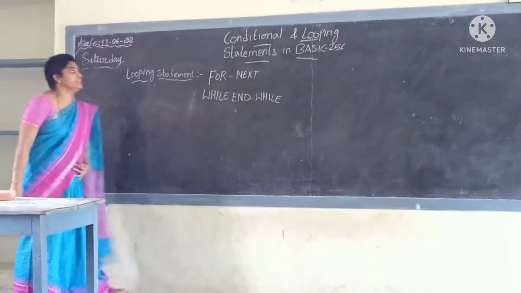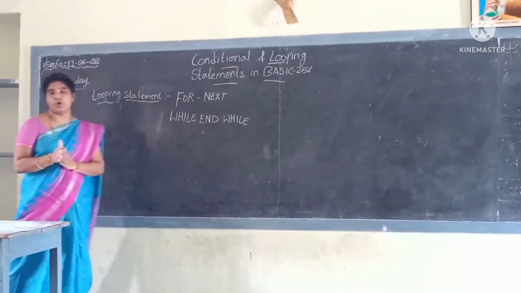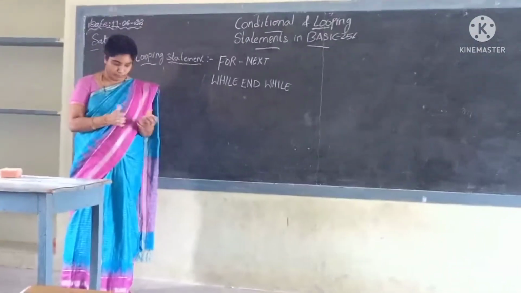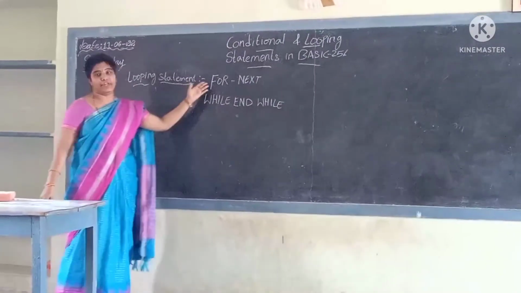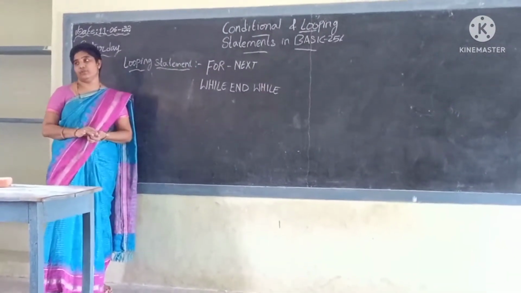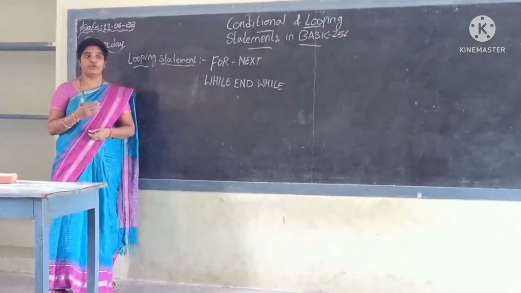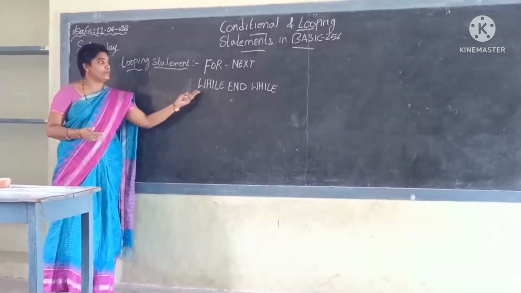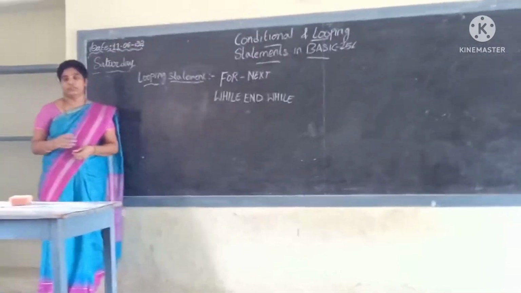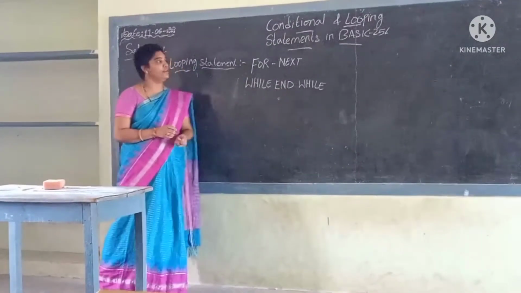Here the for next statement is used when we know the count, when we know how many times the loop should run. When we know the starting point and ending point, then we can use the for next statement. And while is for when we don't know the count, how many times the loop should run. In such situations, the while statement will be used.